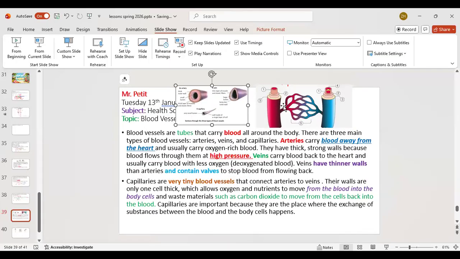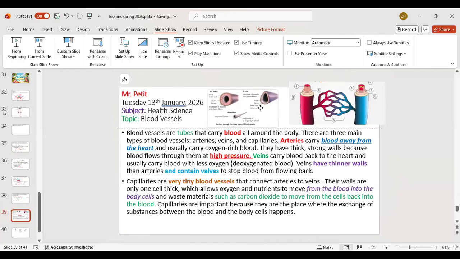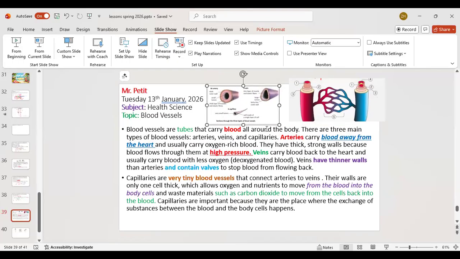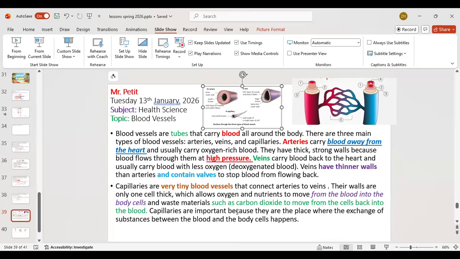If you're ready, finish writing it down. Take a picture of your work and send it to me via WhatsApp. If you already finished writing this down, take a picture of it and send it to me via WhatsApp. Order the 3 blood vessels.